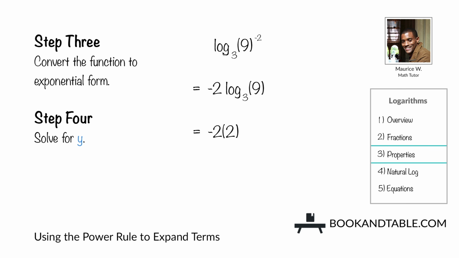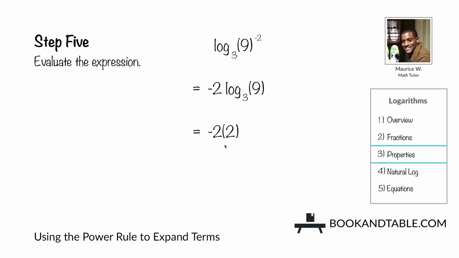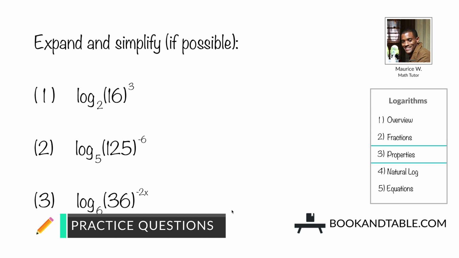So this shows us that the log of base 3 of 9 raised to a power of negative 2 is equal to negative 2 times the log of base 3 of 9, which is equal to negative 2 times 2. And now we want to evaluate this expression. And negative 2 times 2 is equal to negative 4. So we find that the log of base 3 of 9 raised to a power of negative 2 is equal to negative 4. And that is how we go about using the power rule to expand terms. Let's now have you try a few practice questions.